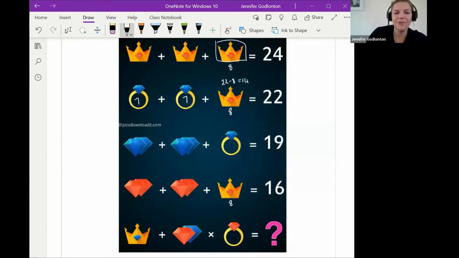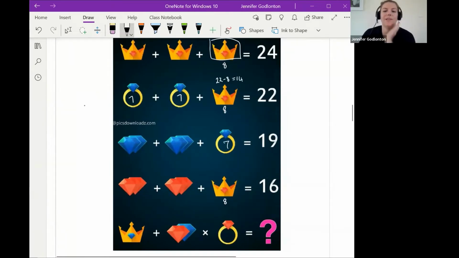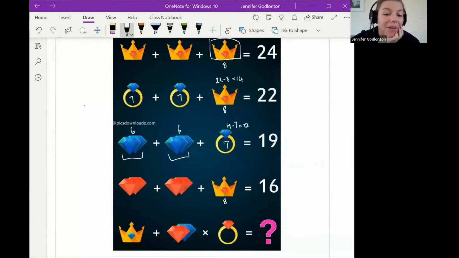Okay, so we know that our ring with the blue gem is going to be 7, and our crown with the red gem is going to be 8. So that means that this is 7 over here. Okay, so now if that's 7, now I'm going to say 19 minus 7. It's going to give me 12. So what does that make those? Okay, good. 6 and 6. Good. But that means that each ruby, so if this is 6 and this is 6, that means that each ruby is 3. Okay, so just keep that in mind.